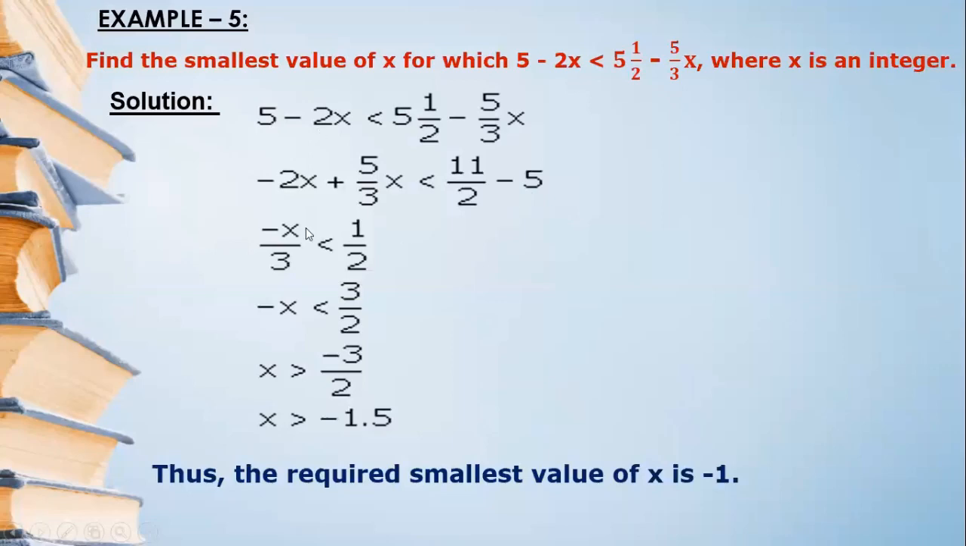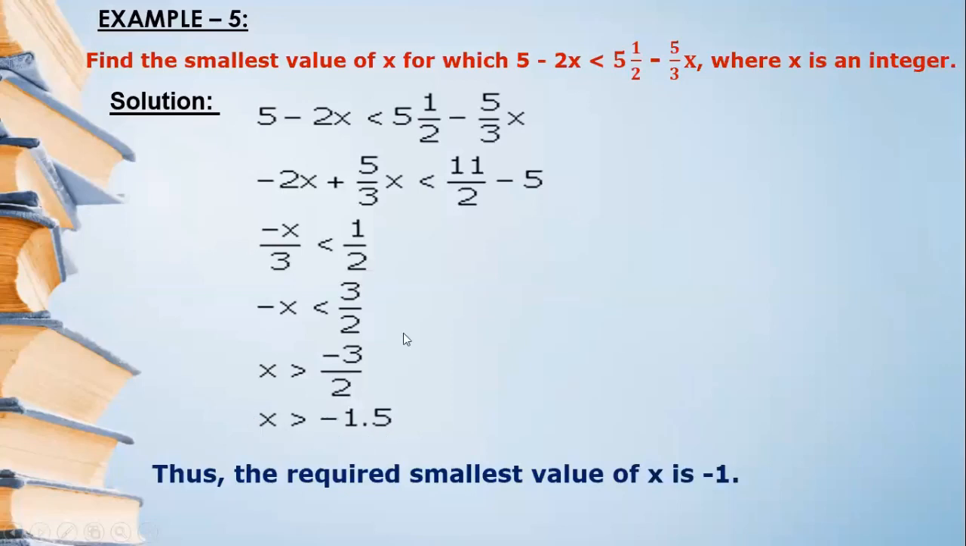On solving, we will get -x/3 < 1/2. On cross multiplication, -x < 3/2. Since we need the value of x, we will change the sign on both sides, and on changing the sign on both sides, the inequality sign will reverse. So x will become greater than -3/2, which will give x > -1.5.